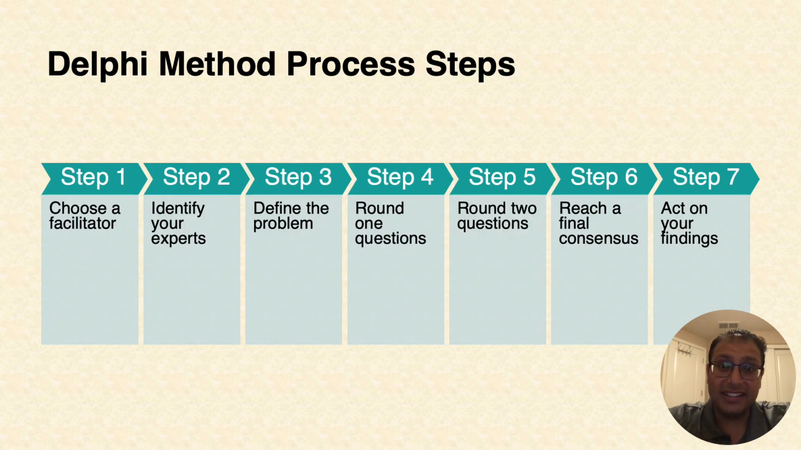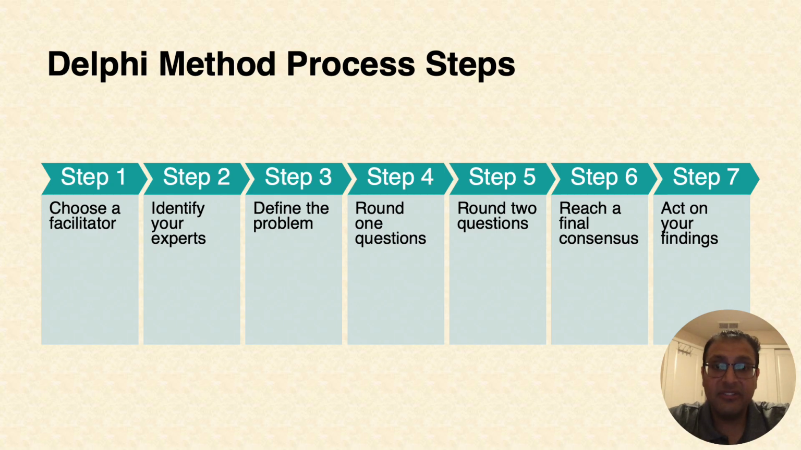The Delphi process begins with step one, where you select a facilitator who will oversee the entire procedure, ensuring that the process runs smoothly and that communication remains clear throughout. In step two, you identify and gather your panel of experts, choosing individuals with relevant knowledge and diverse perspectives on the issues at hand. Moving to step three, you define the specific problem or topic that the panel will focus on, clearly outlining the scope and objectives of the study.